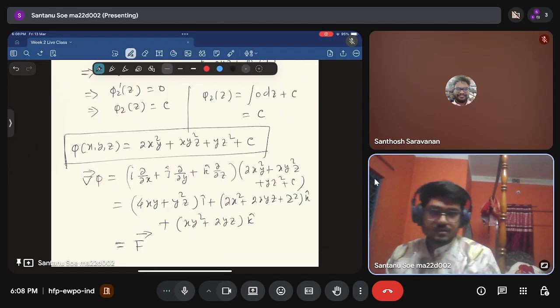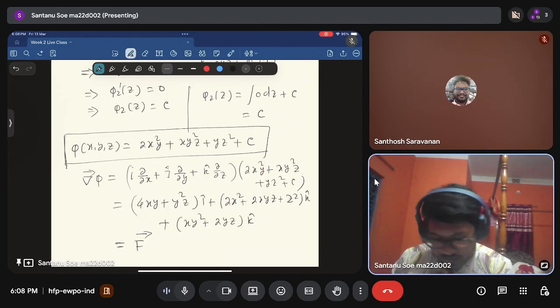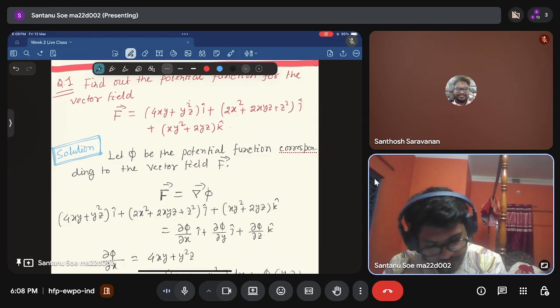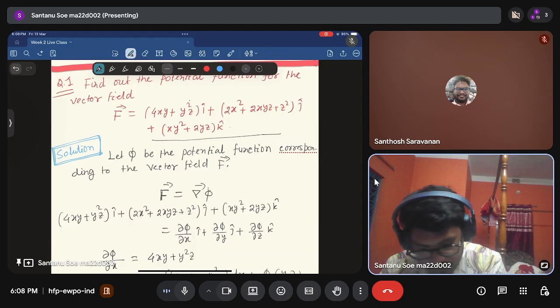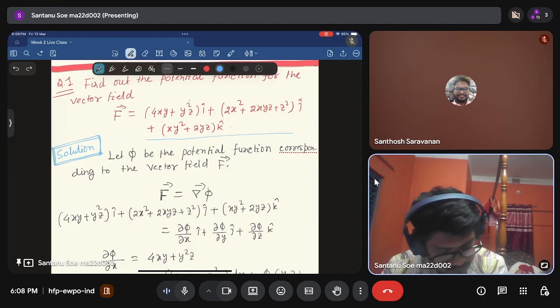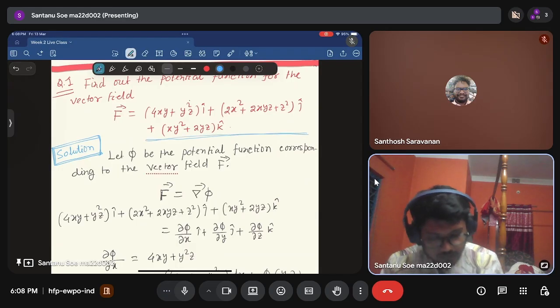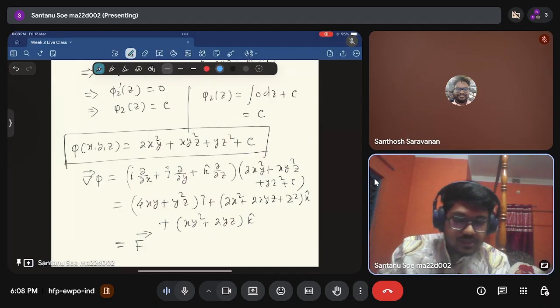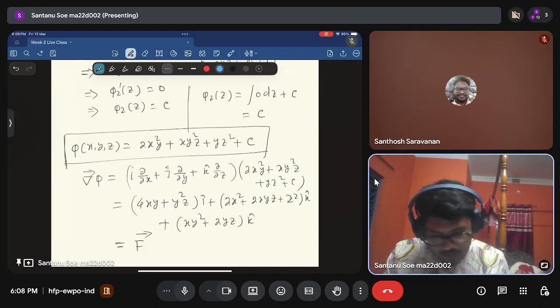And which is our given f. So from here, we can verify that our potential function is correct because f equals gradient of phi is coming. So this is our f. Okay, so I hope this is clear. This was an easy question. Now we're going to go to the next question.